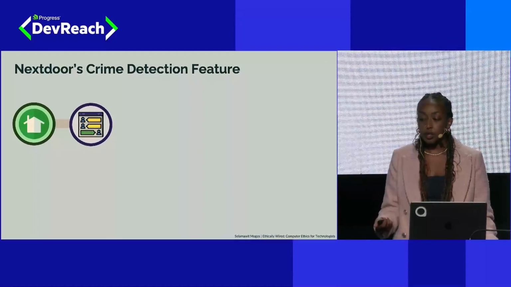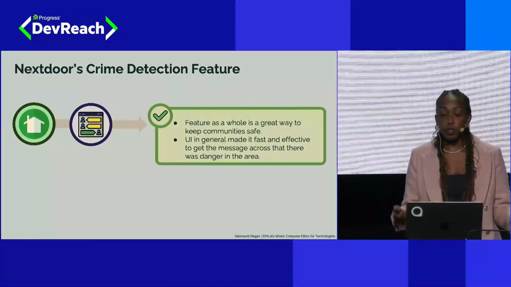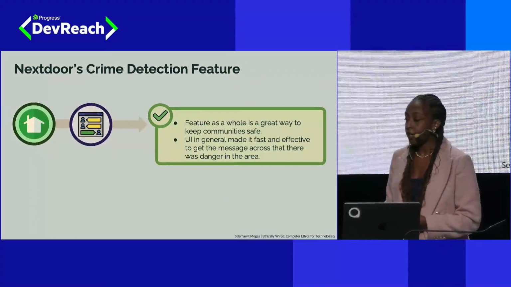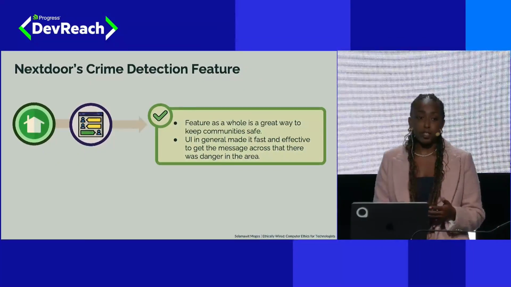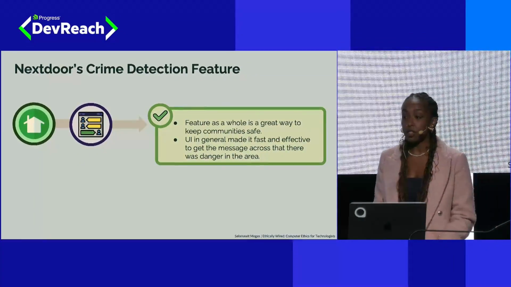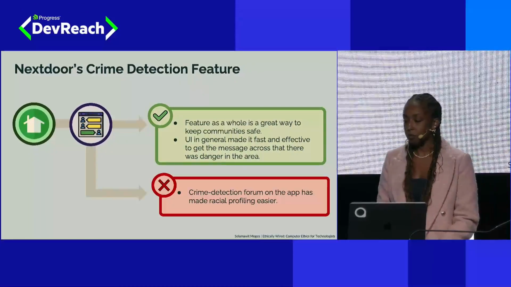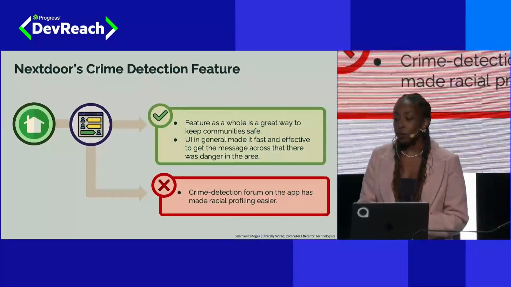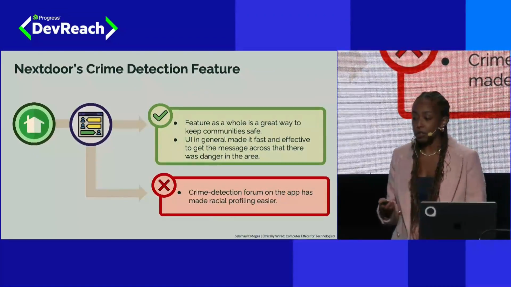Now they have this great crime detection feature and forum that, as a whole, is a great way to keep the community safe. The UI in general is fast, effective, and a great way to just get the message across if there is danger. On top of that, though, the crime detection forum did make the app a lot easier for racial profiling to occur.